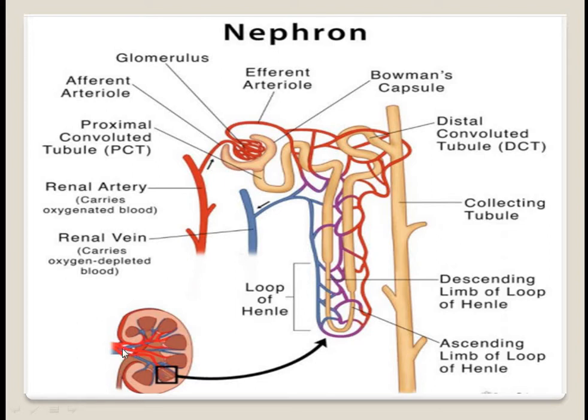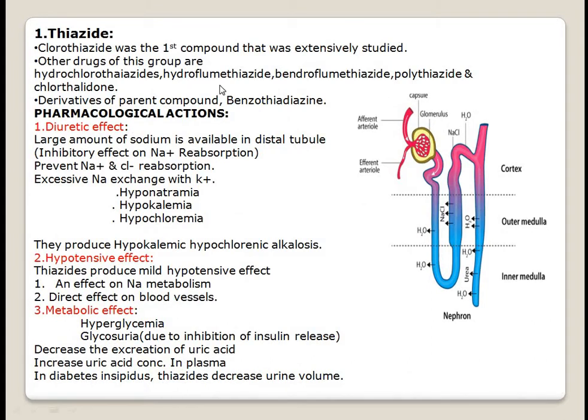See here, afferent and efferent arterioles are there. So in that we discussed this nephron. This is all about the nephron. Okay, next one, how this thiazide drug will act on the nephron, will show its actions on the nephron.